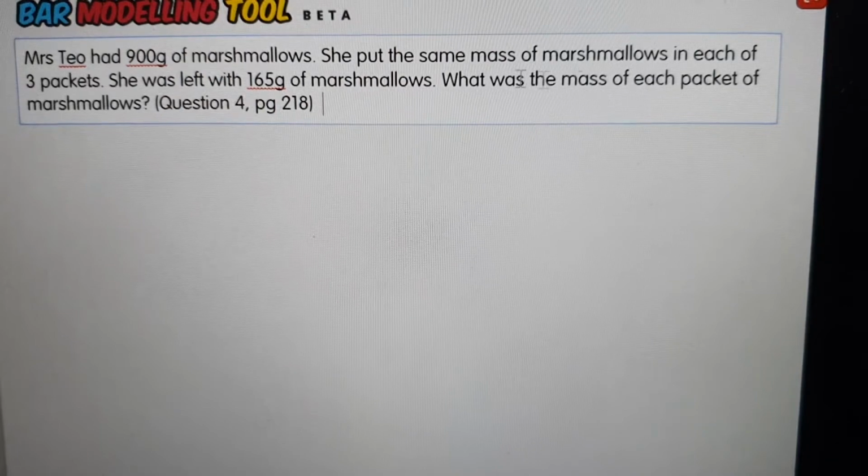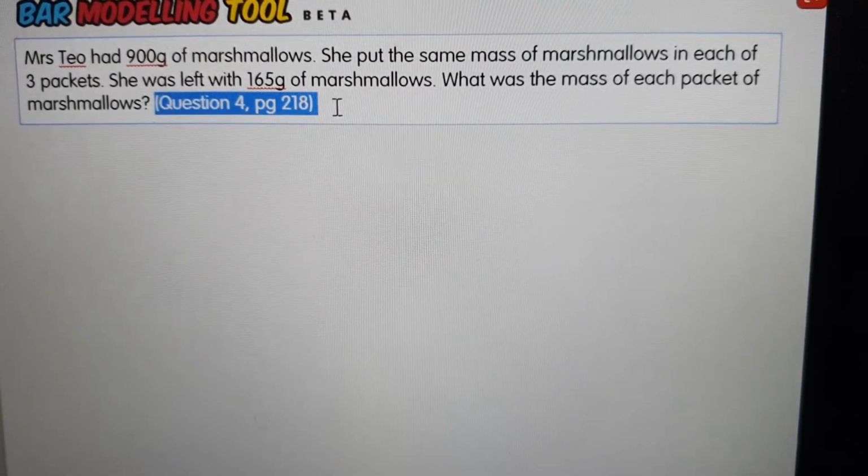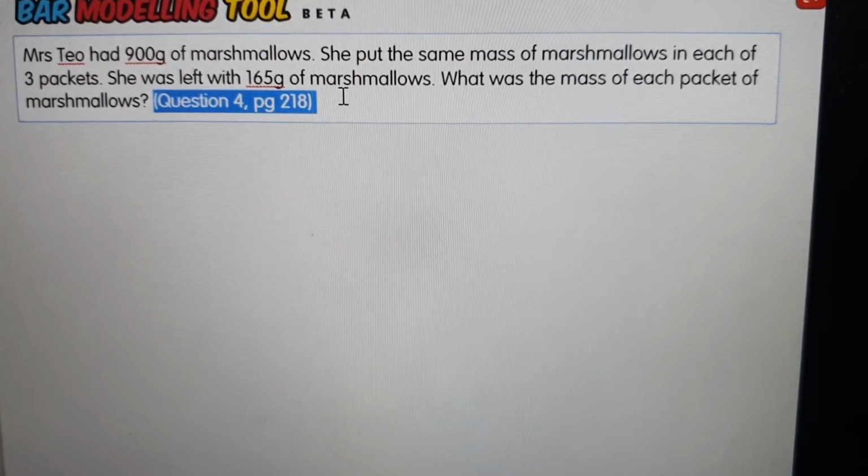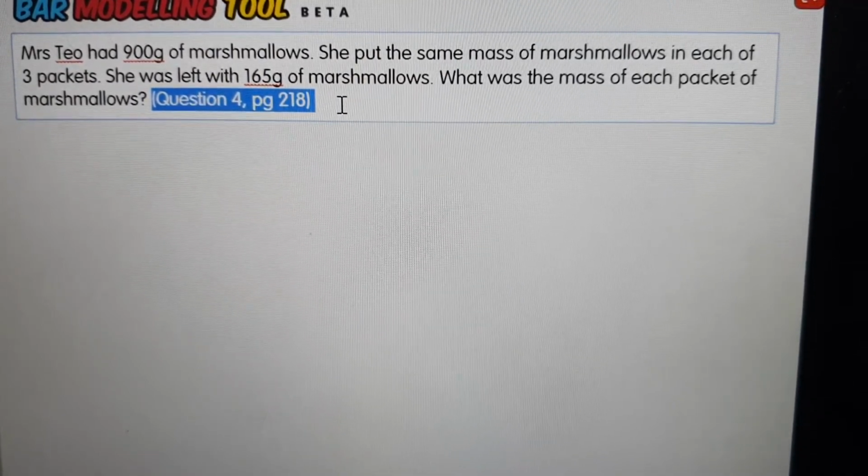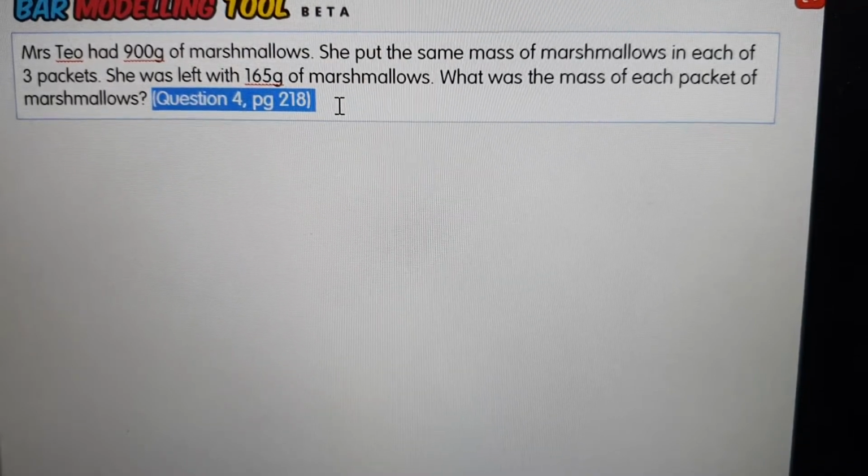Once you are done, can you please look at question 4 on page 218. This is going to be the last question we are going to do for today. Mrs. Steele had 900 grams of marshmallows. She put the same mass of marshmallows in each of 3 packets. She was left with 165 grams of marshmallows. So what is the mass of each packet of marshmallows?